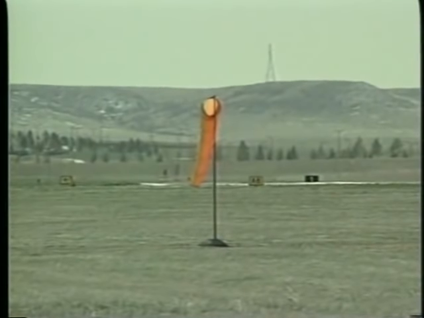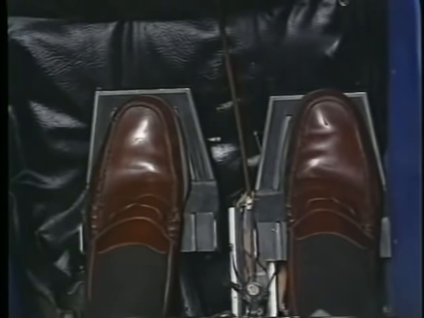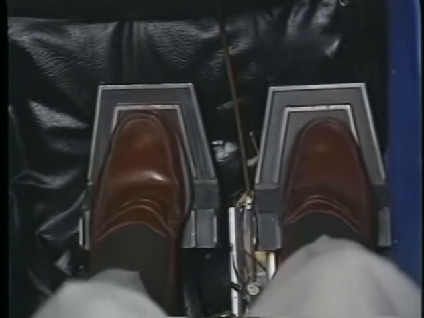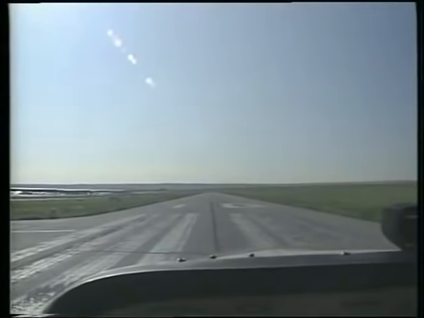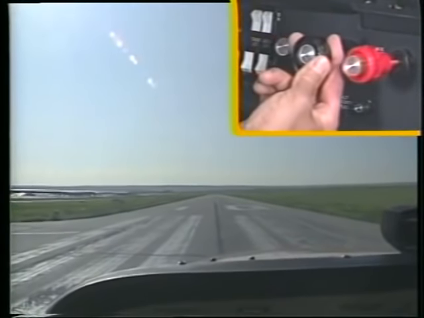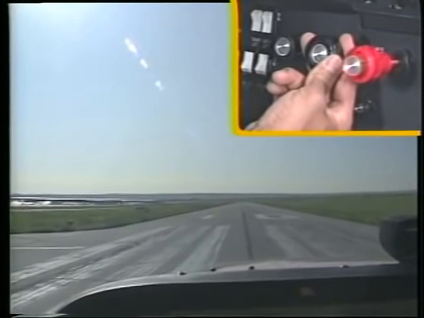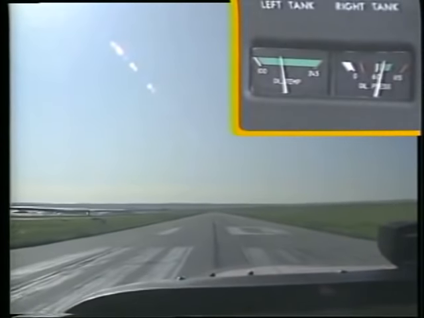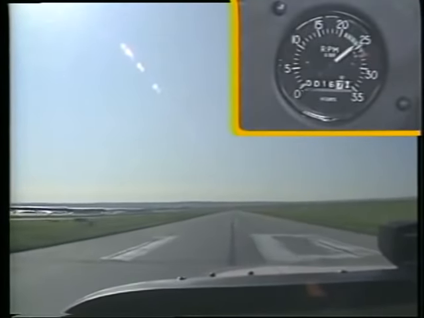To prevent inadvertent use of the brakes during takeoff, slide your feet down so that the balls of your feet are on the lower part of the rudder pedals. Begin the takeoff roll by applying full power. As the airplane accelerates, glance at the engine instruments and the tachometer to confirm that takeoff power is available.